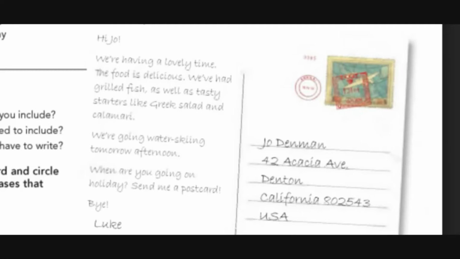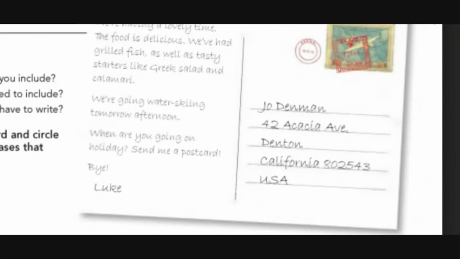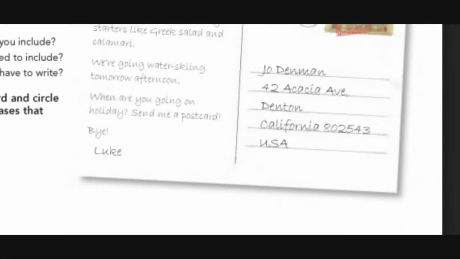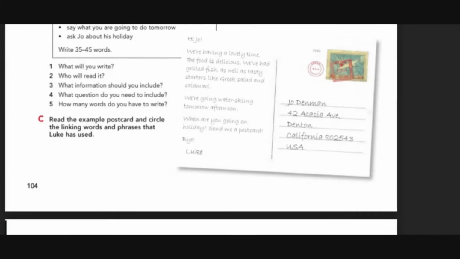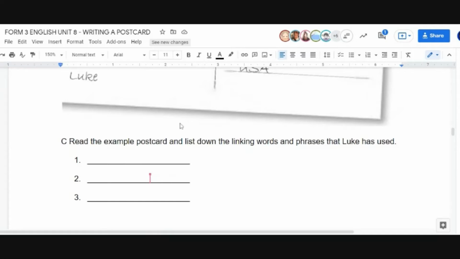Okay, you see the postcard is just very short because the postcard is very small and neat, so you cannot write much also. Okay. All right, so now let's go through the next activity in the Google Doc again. Read the example postcard and list down the linking words and phrases that Luke has used.